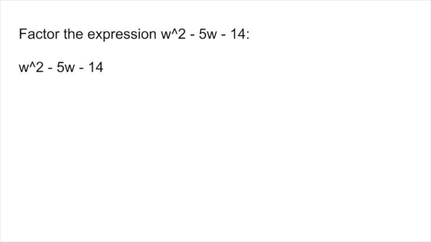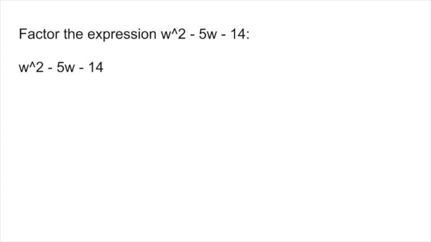On to the third question from page 212, number 8D. Factor the expression w squared minus 5w minus 14. Here we are dealing with a trinomial. There is no number in front of w, meaning its coefficient is 1. I can see that we cannot remove any common factors or take the square root of the first and last number. We are going to use simple trinomial factoring to solve this problem.